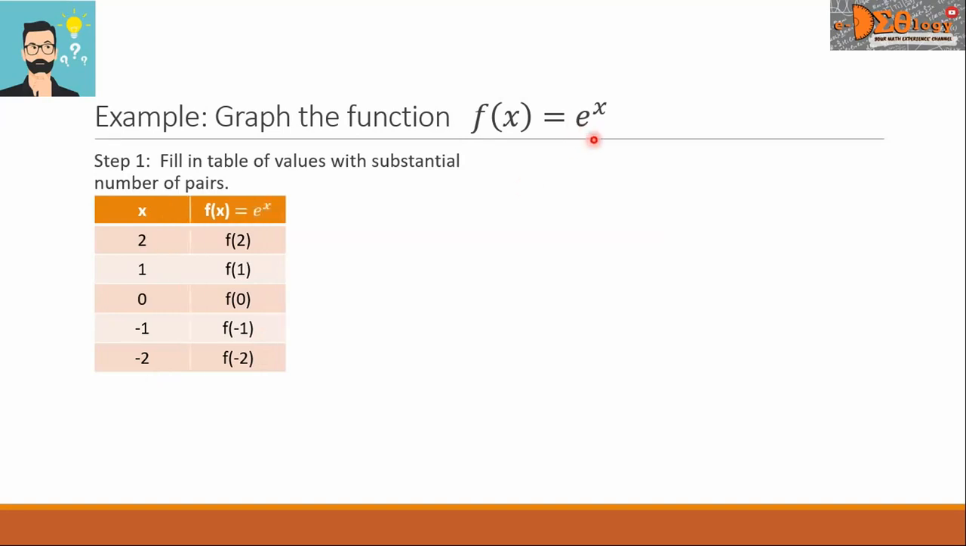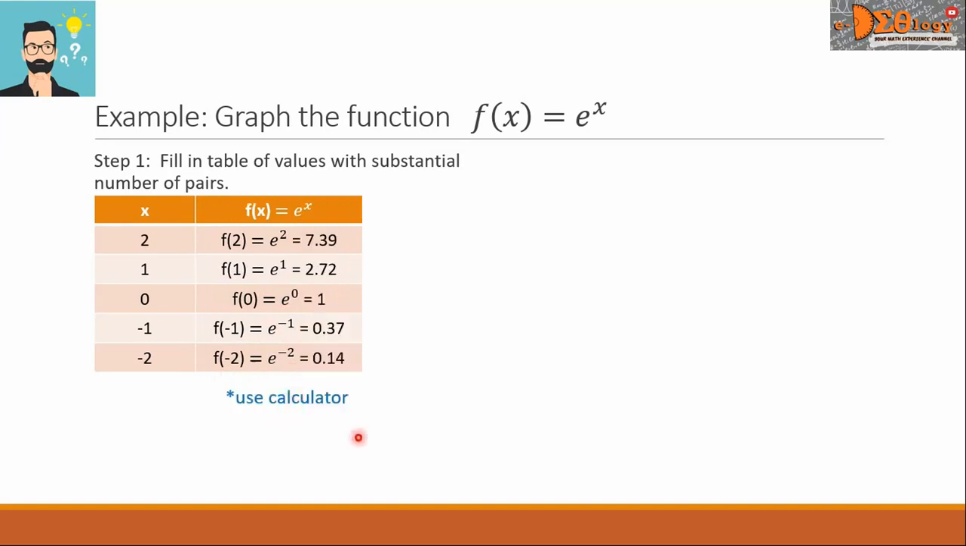So given our function here as e raised to x, we will copy it here. It means to say, when we evaluate f of 2, we will have e squared. For f of 1, we will have e raised to 1. F of 0 equals e raised to 0. F of negative 1 equals e raised to negative 1. And f of negative 2 equals e raised to negative 2.